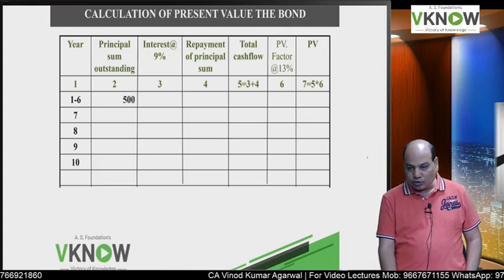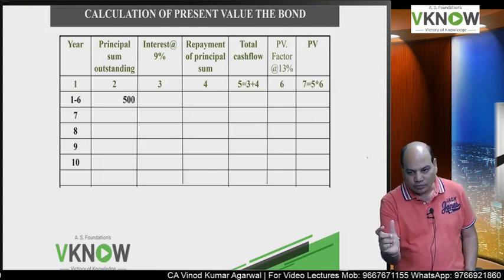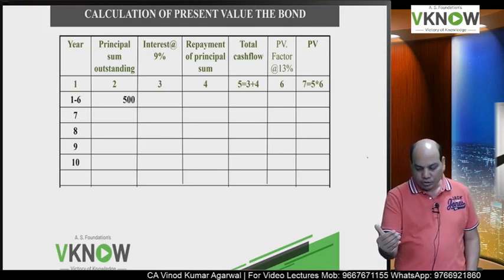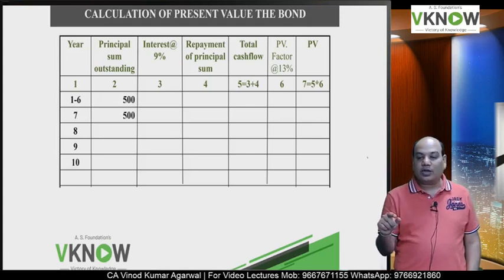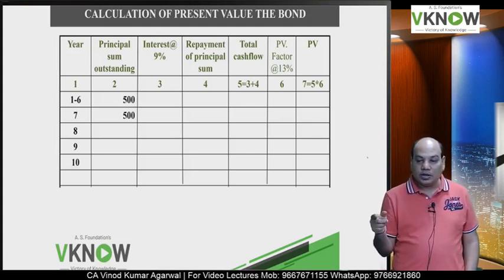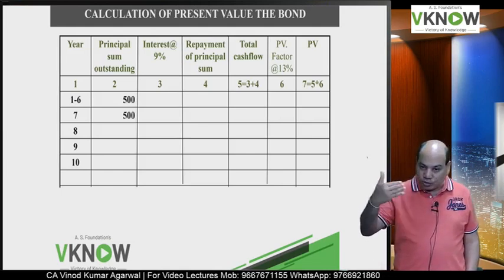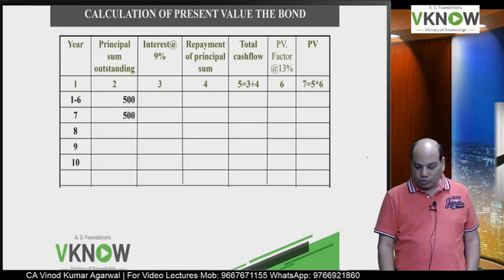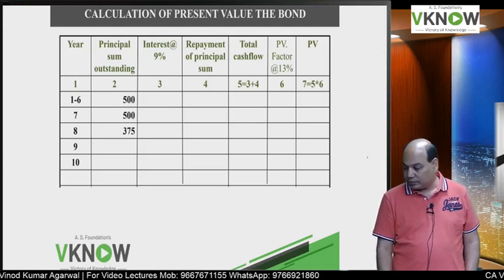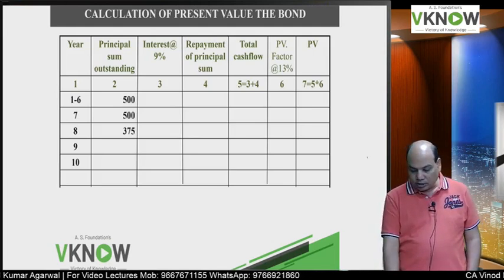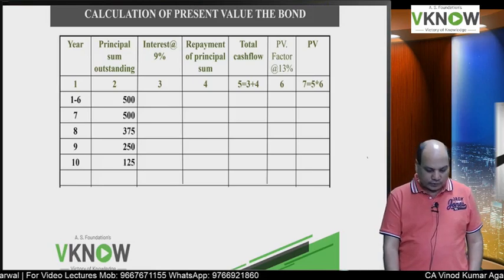So for the interest calculation purpose, the principal sum outstanding write down 500 for the first 6 years. Then 7th year also 500, because the redemption will happen at the end. So till the end of 7th year, 500 was outstanding. Now 125 will be paid. So next year the amount outstanding will be 375, then 375 minus 125, 250, 250 minus 125, 125.